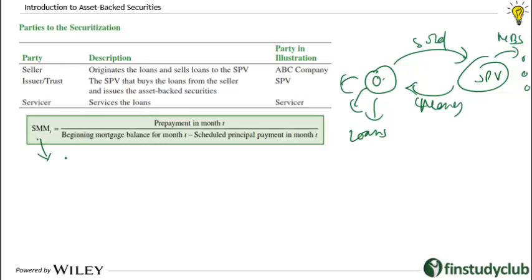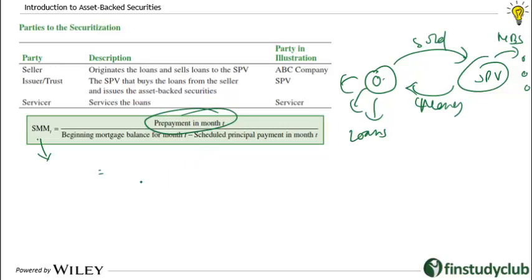Again, a quick word on SMM. This essentially tells us the rate at which the borrower is prepaying his or her loan. Okay, and we try to find out the monthly rate. So the monthly rate is arrived at from whatever prepayment is being made in the month. This prepayment is in excess of the principal payment that needs to be made.